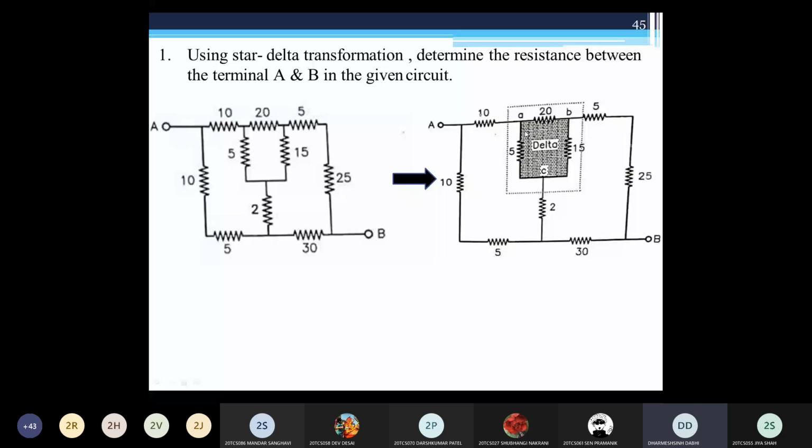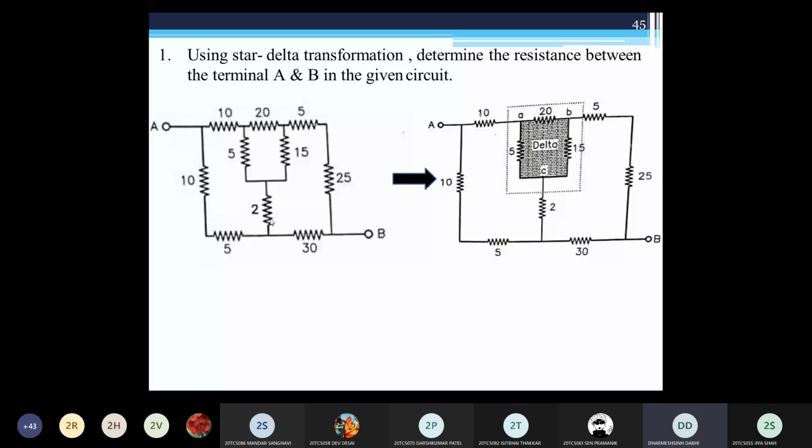Sir, first reduce the 2, 5, and 30 circuit. Yes, it is in star. Yes, this one is in star. But if you first reduce this delta connection into star, then your circuit becomes very simple. Clear? You can see a number of star and delta connections in this circuit. But by reducing which delta to star or star to delta, you can reduce the circuit very easily. Clear? With less calculation.